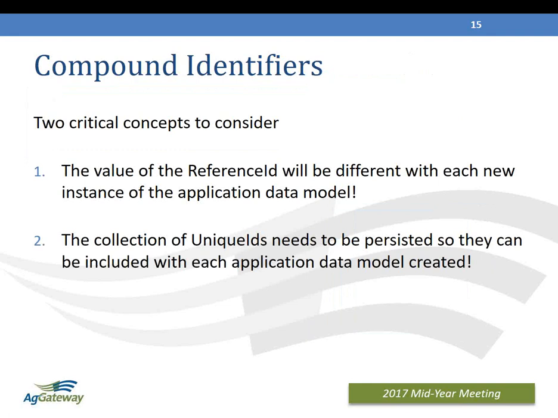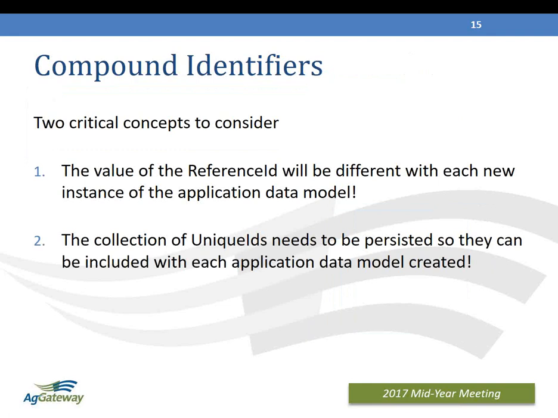So looking at these compound identifiers, there's really two critical concepts that we need to consider. First is the value of the reference ID will be different with each new instance of the ADAPT data model. Key concept to understand. Don't count on that value being the same. However, the collection of unique IDs will, as long as it's persisted, continue to identify the values within the various applications that are referencing it. So those unique IDs need to be persisted.